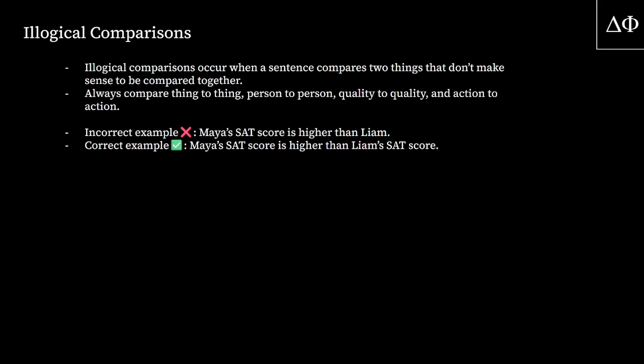Now we're going to talk about illogical comparisons. Illogical comparisons occur when a sentence compares two things that don't make sense to be compared together. Always compare thing to thing, person to person, quality to quality, and action to action. Look at this incorrect example.